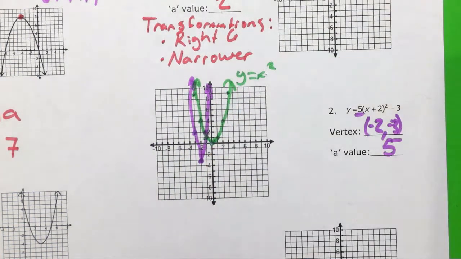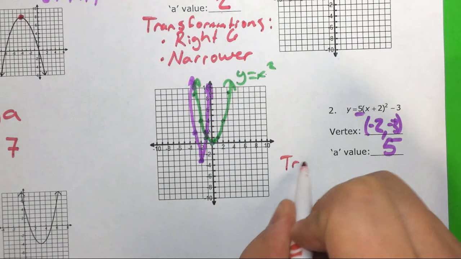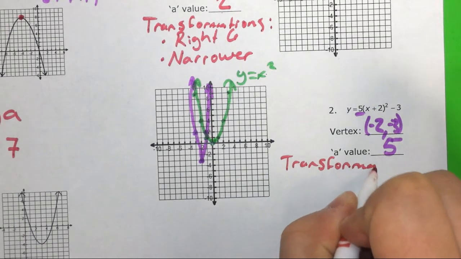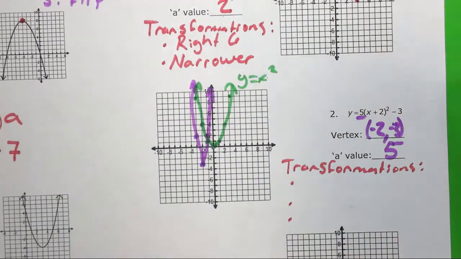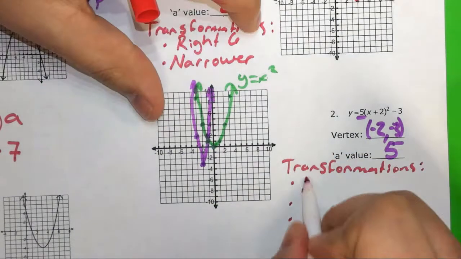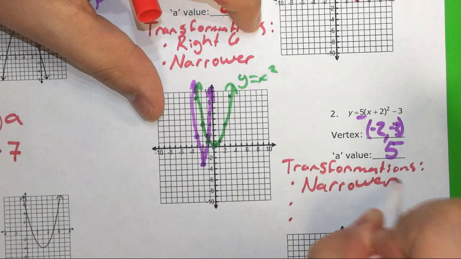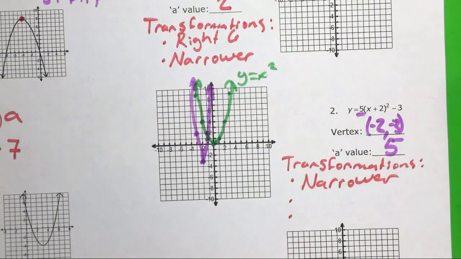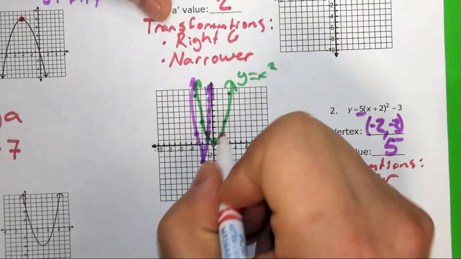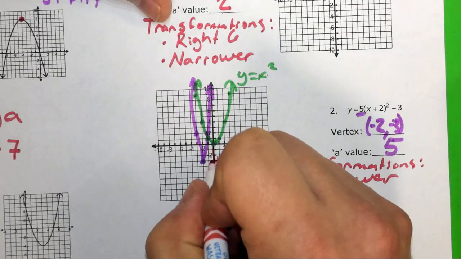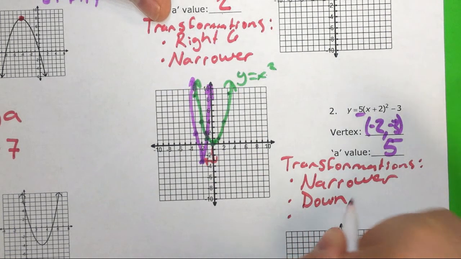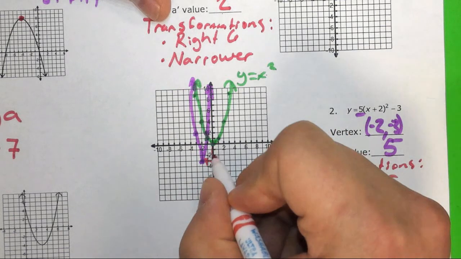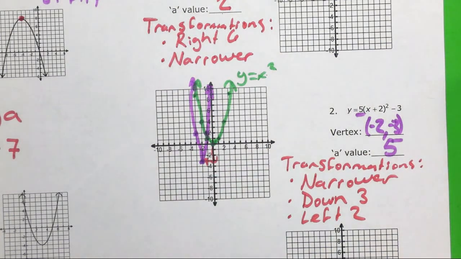Okay, this time there's actually 3 transformations though. So our transformations, there's 3 of them. One of them we can see, it's so obvious: it's narrower, like crazy. Now if you look at the vertex, we go down, and then we go to the left. How far down do we go? Well, we go down 1, 2, 3, and we go to the left 1, 2. And that's all for that one.